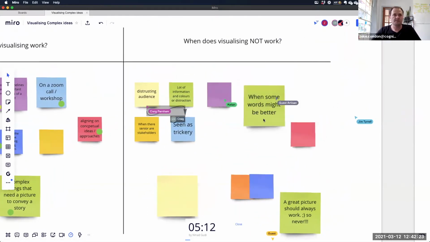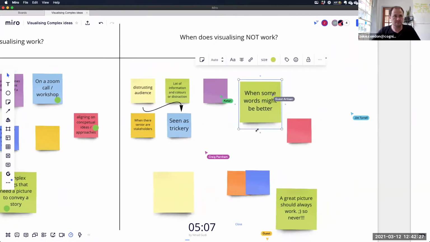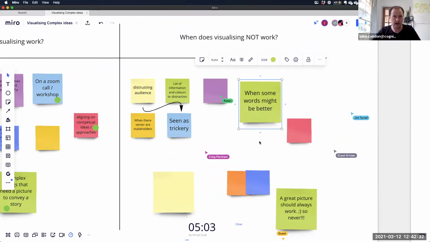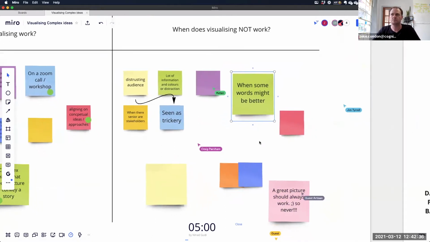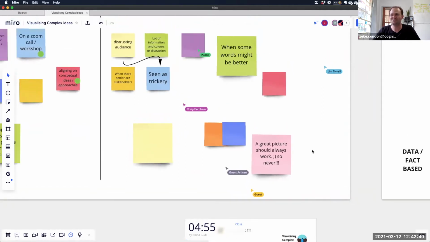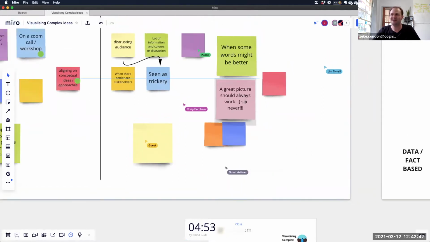When some words might be better, definitely. I think there's a great value in knowing that sometimes a word is actually more powerful because it's more detailed, it's more specific to what you're trying to relay. Someone's put, great picture should always work. That's contradictory to that. I love it.